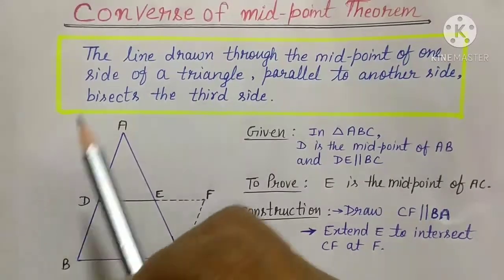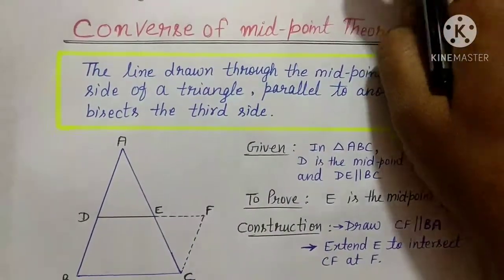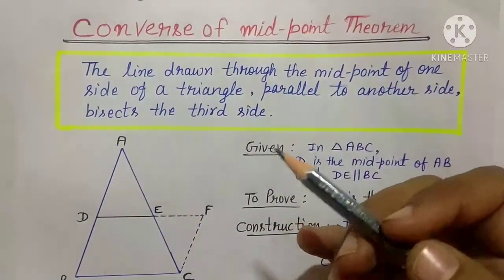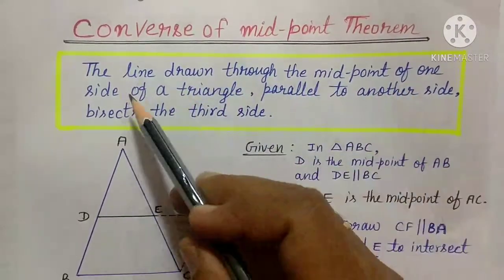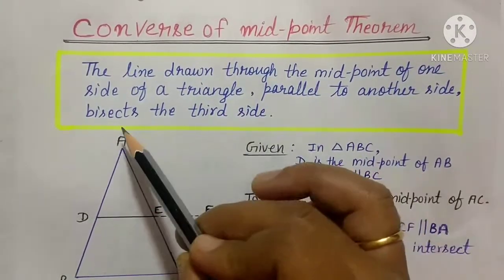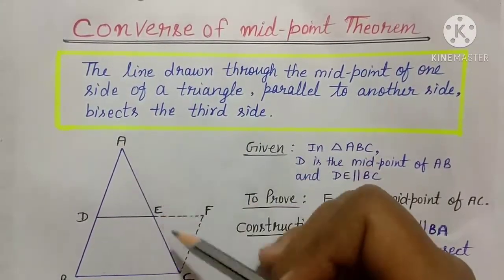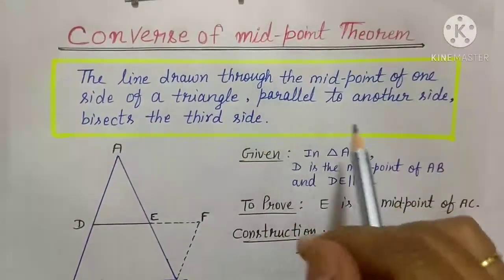Now students, we are going to learn about the converse of the midpoint theorem. Okay, just the opposite. What is given in the midpoint theorem, that thing we have to prove now. So the line drawn through the midpoint of one side of a triangle parallel to another side bisects the third side. Bisect means dividing into equal parts. As you can see here in triangle ABC, this theorem, the converse of the midpoint theorem, we will also prove.